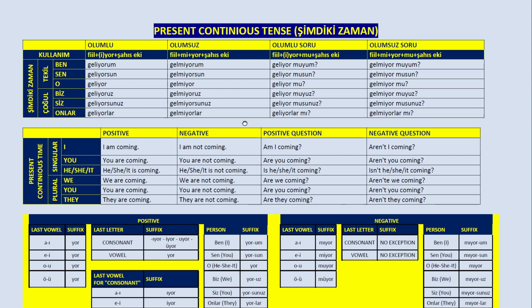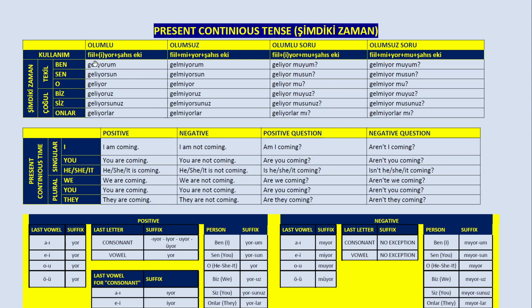In the first table, we conjugated the verb gelmek with the -yor suffix for the six personal pronouns. Ben geliyorum. Sen gelmiyorsun. O geliyor mu? Biz gelmiyor muyuz? For example, we have positive, negative, positive question and negative question forms.